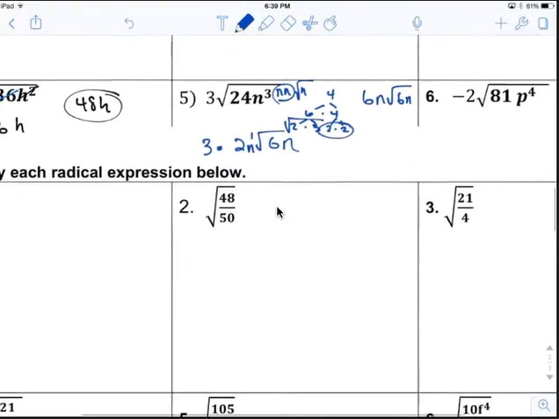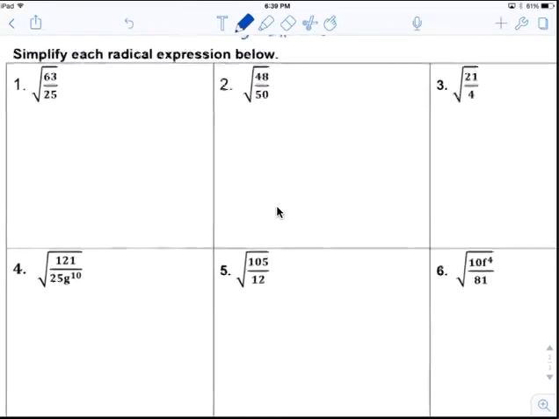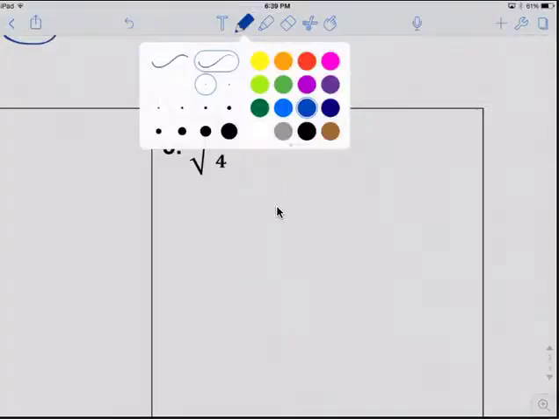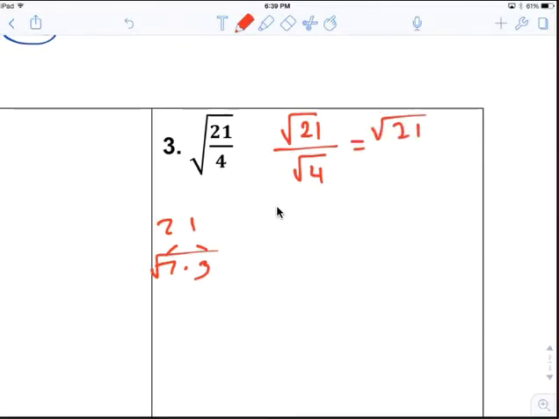Okay, and now I think I did 6 in class. If not, try it on your own. I did 1, 2, I forgot this for period 4, and that was important. I should have gone over this one. You get radical 21, radical 4 like this. Radical 21, 21 only has 7 times 3, so it still stays radical 21, nothing you can do. Square root of 4 is 2, and that's your answer.